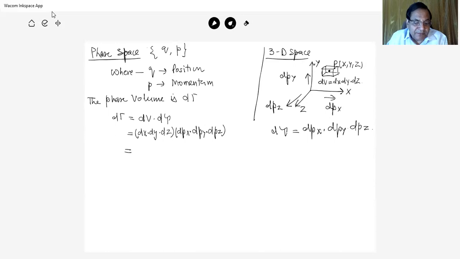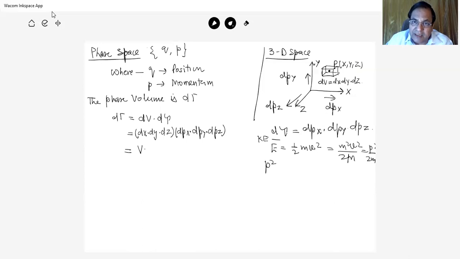Now we have this volume, and taking the equation for energy: any particle moving with velocity v having mass m has kinetic energy E. This is m squared v squared upon 2m, which is nothing but p squared over 2m. So p squared is 2mE.